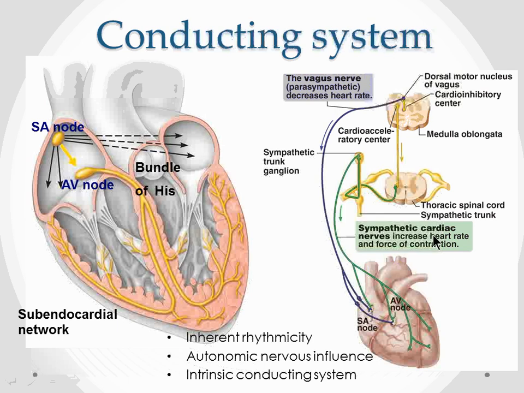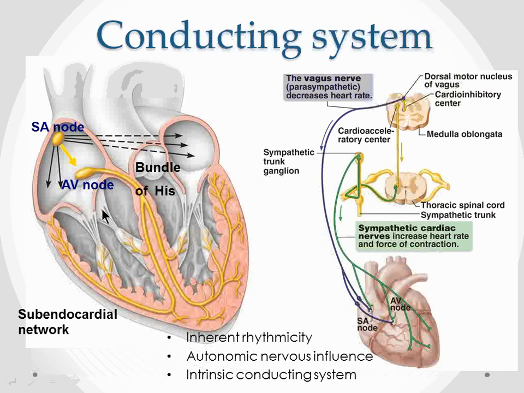The sympathetic nervous system, on the other hand, increases the heart rate. So when you're scared, for example, your heart rate goes up. It also increases the force of contraction, so the heart contracts more forcibly. The parasympathetic has very little effect on the force of contraction, if at all. So it only acts on the heart rate.